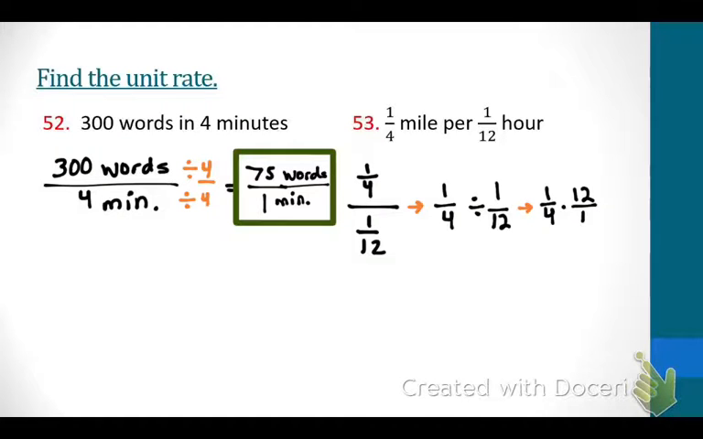Talila, can I cross-reduce anything? Yes. What can I make? And what do they become? A 3 and a 1. So, Jalen, what's my answer? With units attached. We're on number 53. 3 miles per 1 hour. Very good. 3 miles per 1 hour.